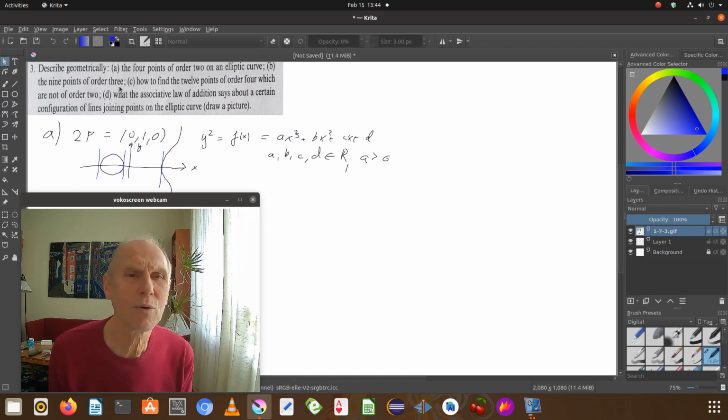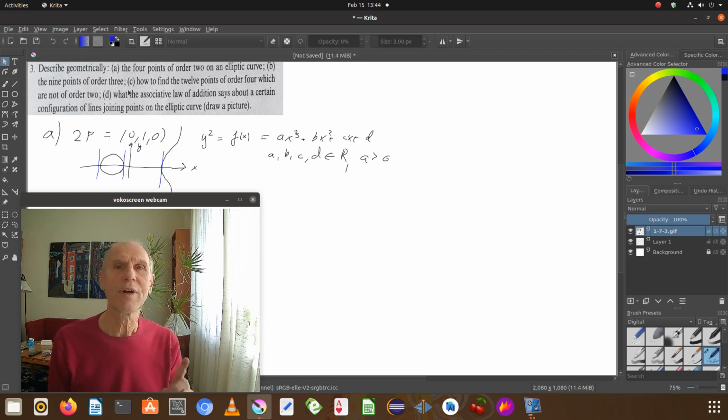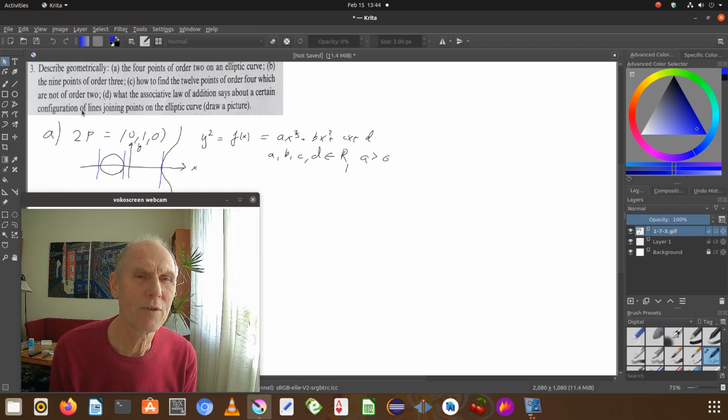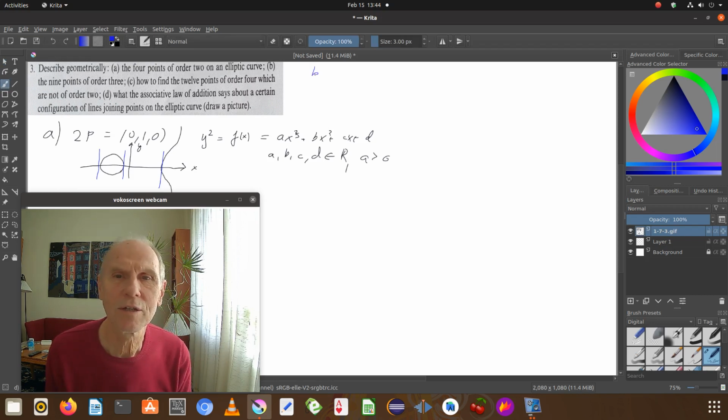Now B, 9 points of order 3. Now, to find a point of order 3, we have to have a point so that twice the point is the reflection in the x-axis. So we need to have 2 times the point (x, y) equals (x, -y), or at least they should have the same x value. It will be symmetric, right.